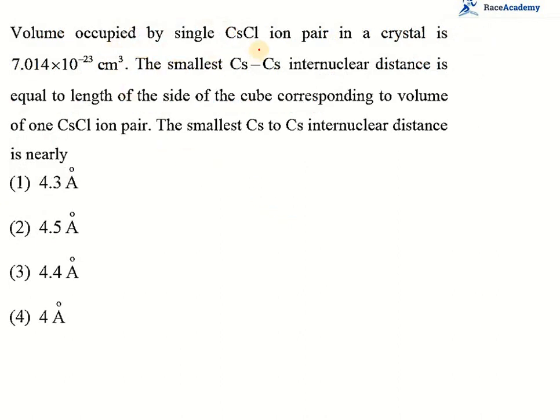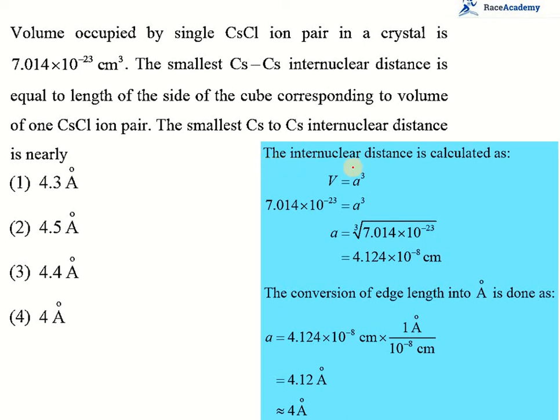The volume occupied by a single CsCl ion pair in the crystal is 7.014 times 10 to the power of minus 23 cubic centimeters. The smallest Cs to Cs intermolecular distance is equal to the length of the side of the cube corresponding to the volume of one CsCl ion pair. The smallest Cs to Cs internuclear distance is nearly?